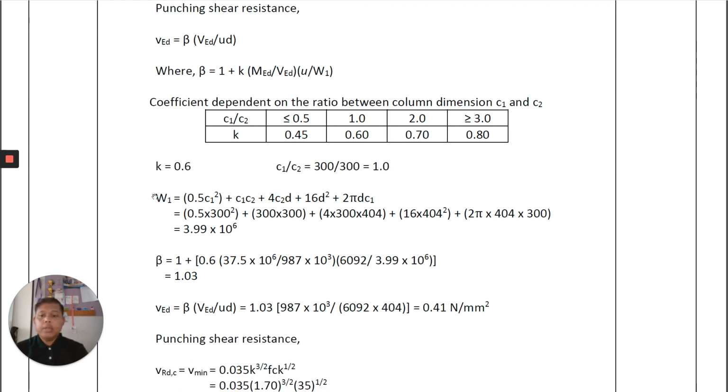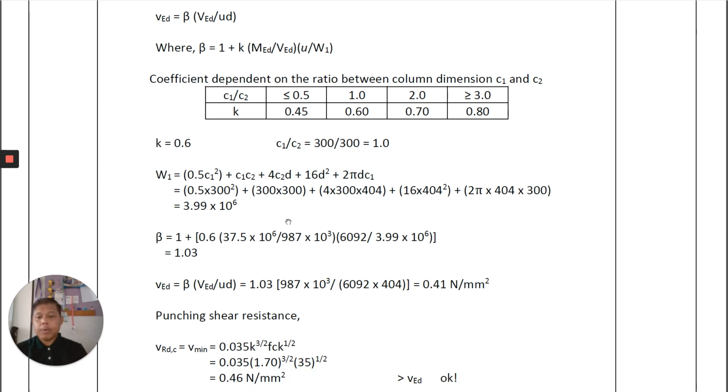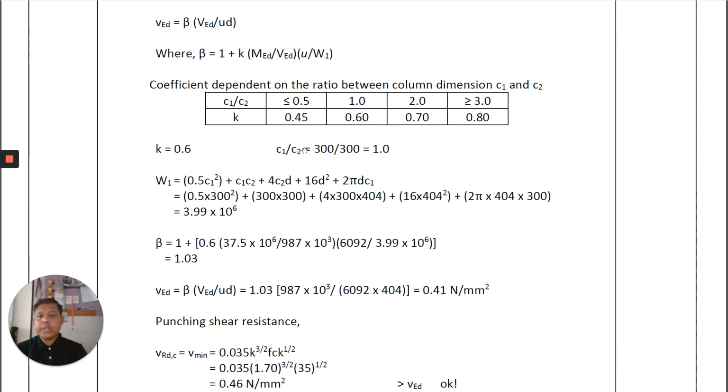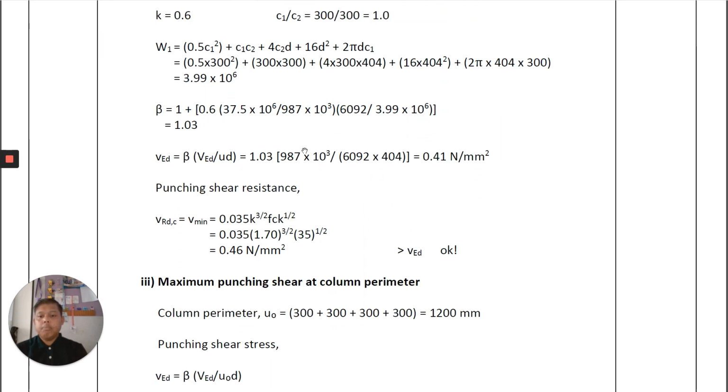Then you have to calculate the W1, which is 0.5 C1 squared plus C1 C2 plus 4 C2 D plus 16 D squared plus 2 pi D C1. Then you get the answer 3.99 times 10 power of 6. Then you have to calculate the beta. Beta is equal to substituting all those values that you already determined into this formula, and then you get beta is 1.03, and then you calculate the punching shear stress here. Then you get the answer 0.41 Newton per millimeter square.